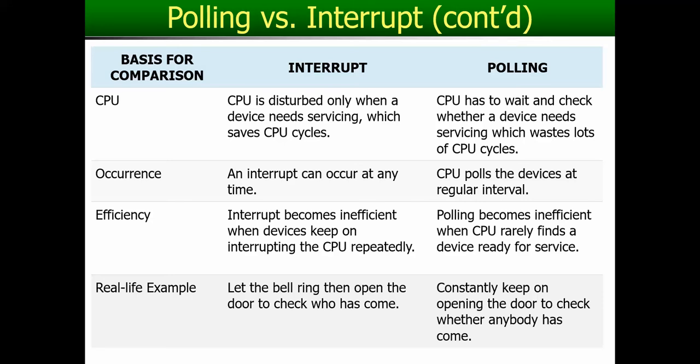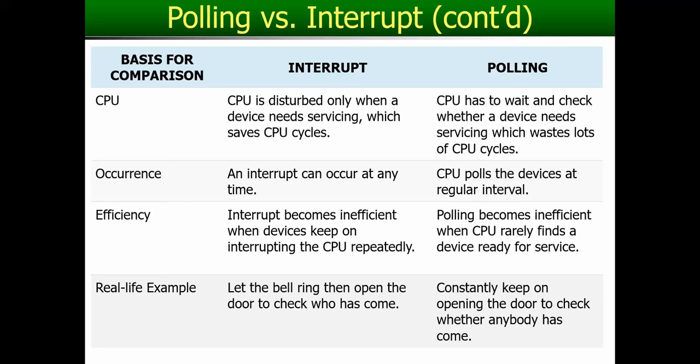In terms of efficiency, interrupt becomes inefficient when devices keep on interrupting the CPU repeatedly. If you know that there will be like 100 interrupts in a second, that means you are expecting 100 pulses from a sensor to arrive in a second.